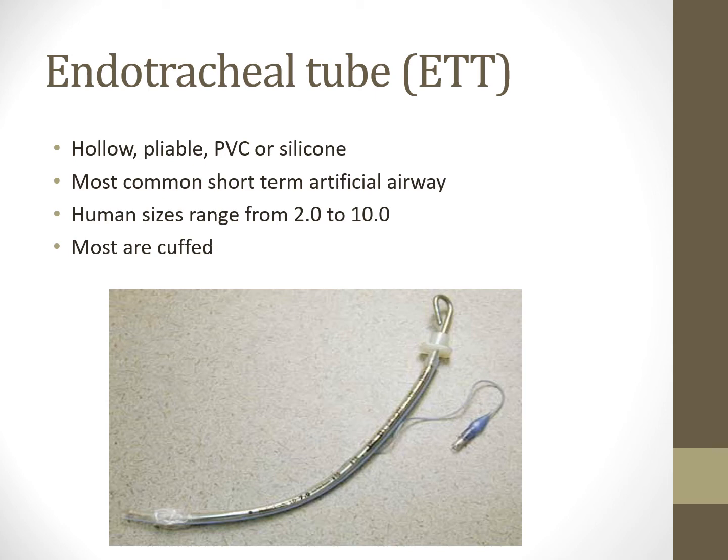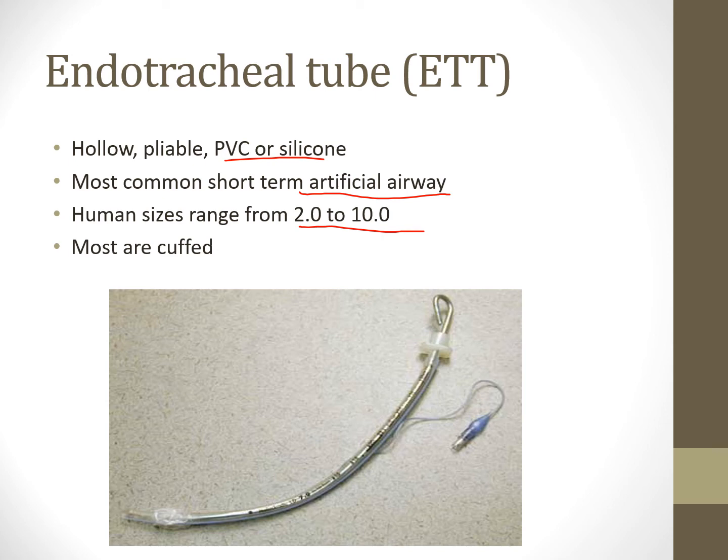Okay, we finally made it to the endotracheal tube. These are usually PVC or silicone. This sort of just depends on what iteration or what materials they're using nowadays. Most common short-term artificial airway overall, still an endotracheal tube. We have ranges from a 2 to a 10 for humans. There's even bigger sizes for horses and things like that.